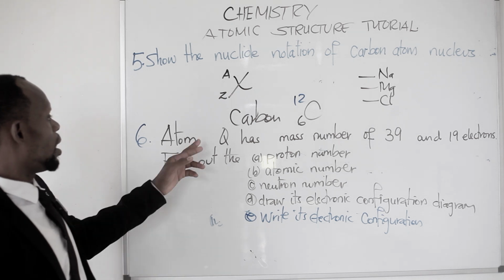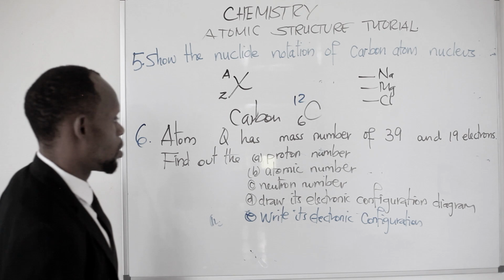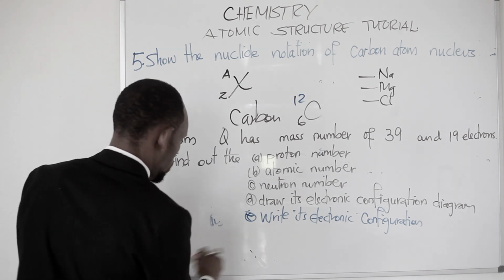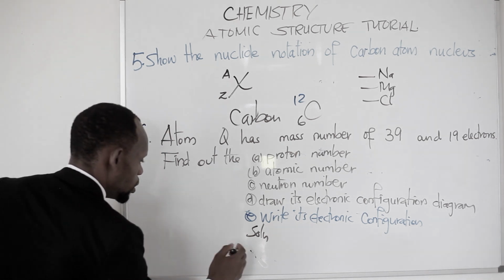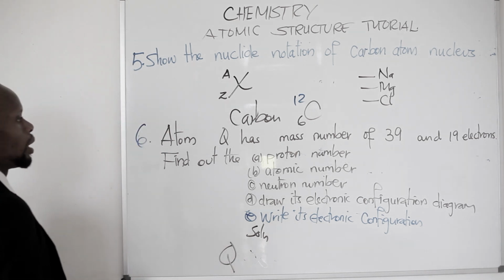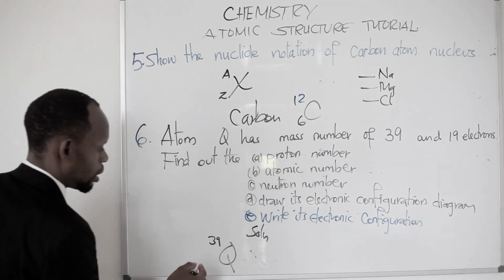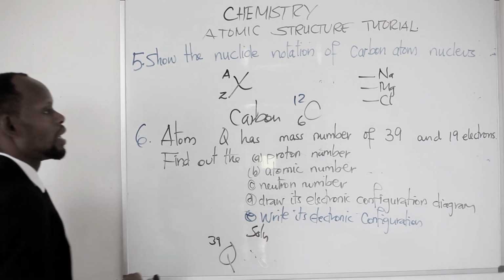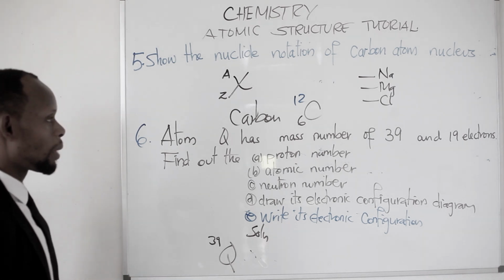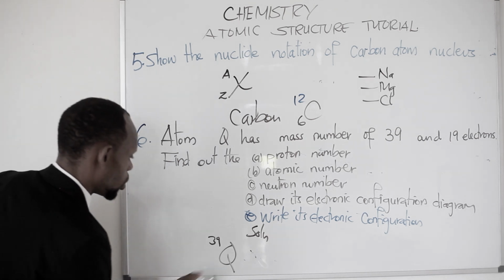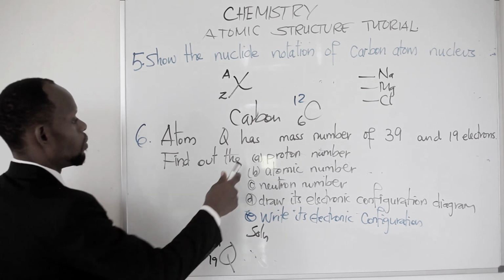Yes. So here, this is the atom Q having a mass number of 39. So I can try writing its nuclide notation. This is atom Q. It has a mass number of 39 and has 19 electrons. 19 electrons means it has atomic number of 19. So automatically 19 is here. So now let us solve this question.